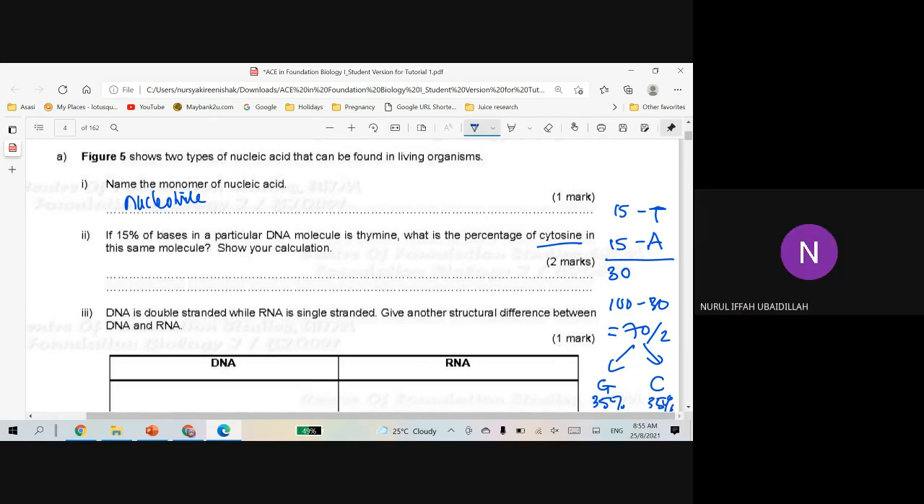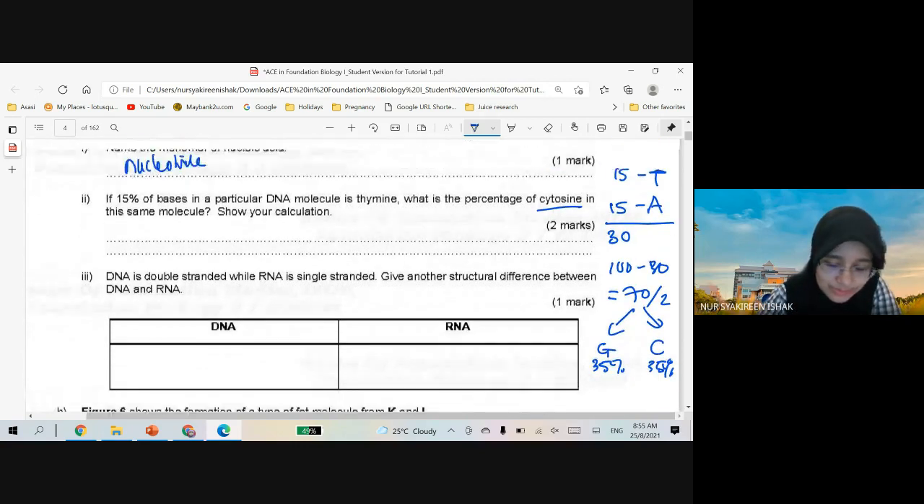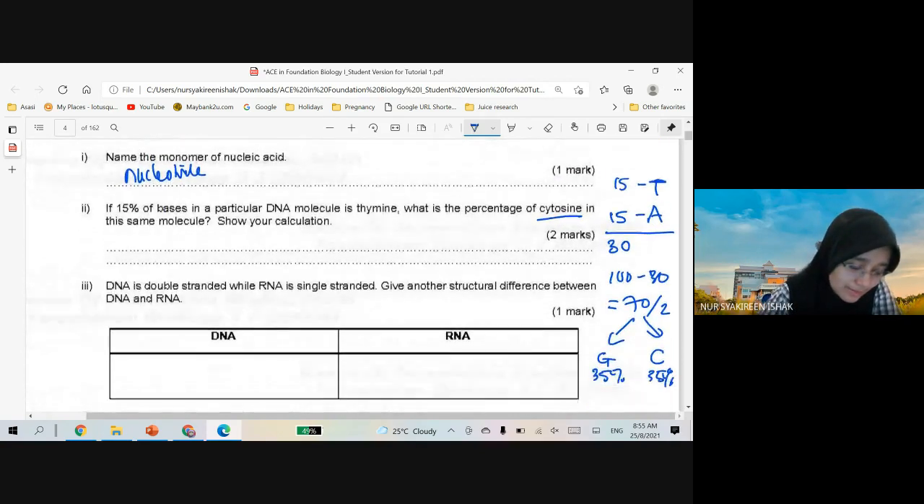Faham? Alright. Okay. So thank you, Ain. So it shows that you understand. So okay lah. Okay, bagus.